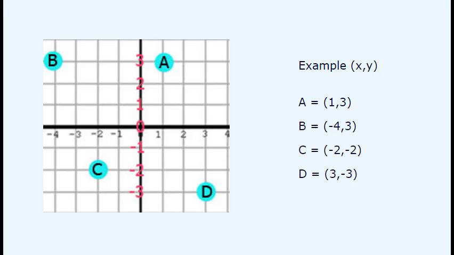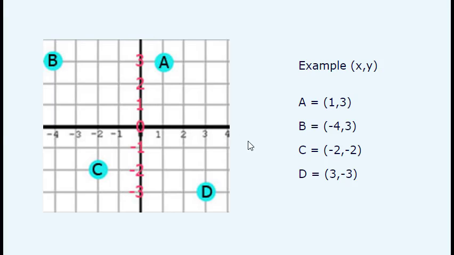This is an example of 4 points being plotted. So you have the A right here. We can see that it's 1 on the x-axis and it's 1, 2, 3 on the y-axis. So right here is the coordinates for the A position.